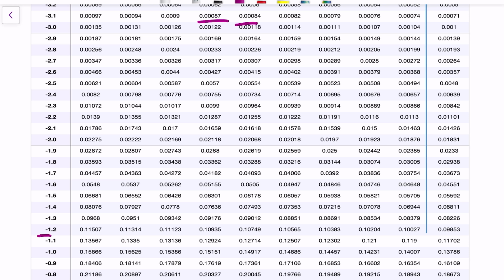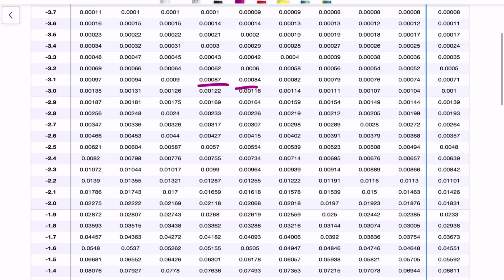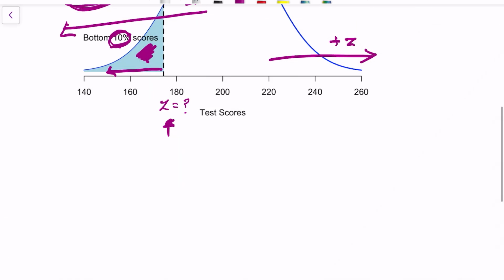So here it is, negative 1.28. That's the closest I can get to 0.10. And the Z-score is going to be negative 1.2. And then if we go up, follow that blue line, it's going to be negative 1.28. So we know the Z-score here is going to be negative 1.28. We know mu was 200. And we know that sigma was 20.